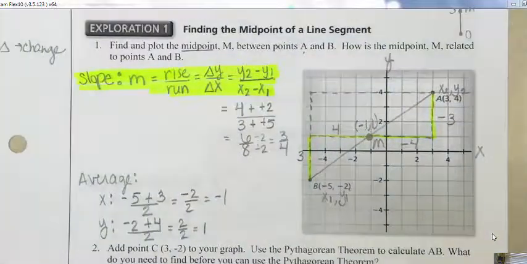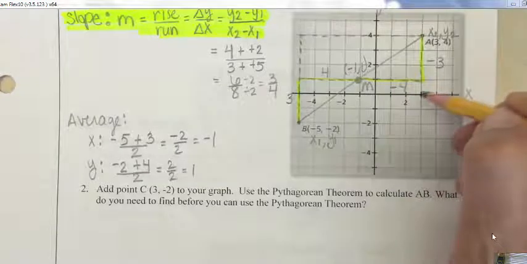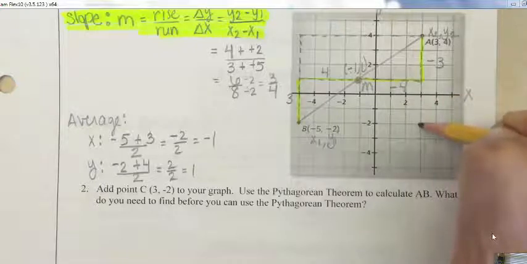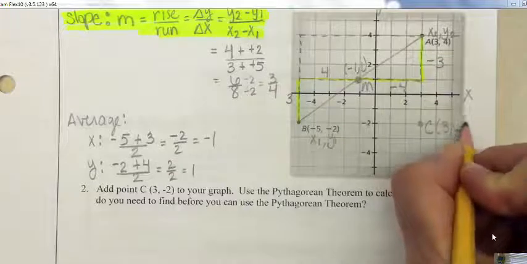All right, next one. We're going to add C, which is 3, negative 2, to your graph. I don't know why I said dash. So we're going to go over 3 and down 2. So this will be point C, and it is 3, negative 2.